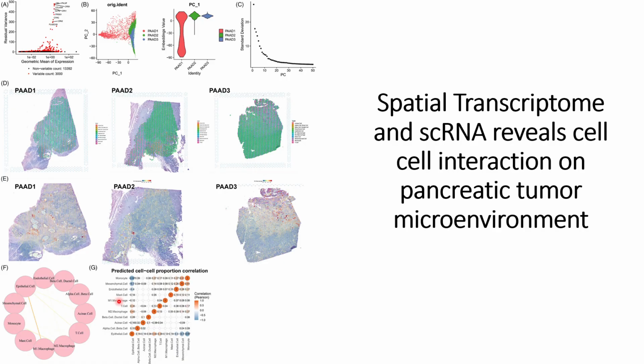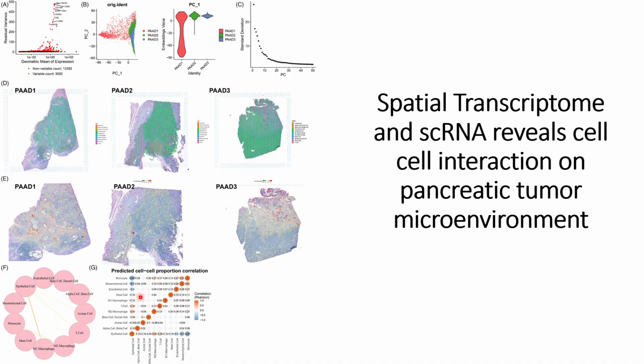Thereafter, they made a heat plot to find the cell-cell proportion correlations. That is, within each section, what are the ratios of the different populations of cells. In this case, they found that the relation between M1 macrophages and epithelial cells is negative.